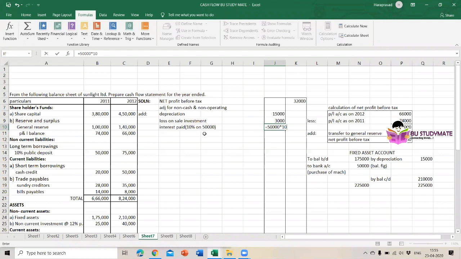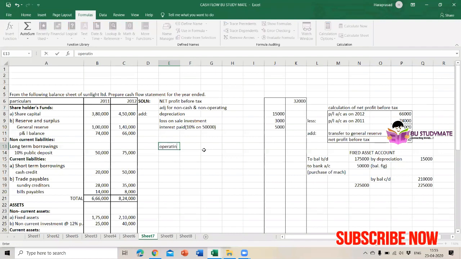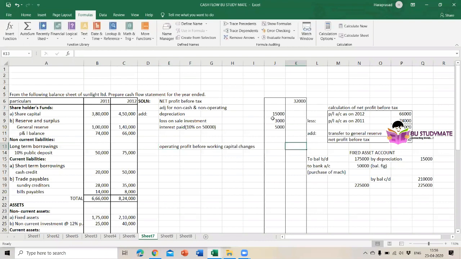Okay, anything else is there? Yes. Then we need to write the operating profit before working capital changes. How much is this? 32,000 plus this.